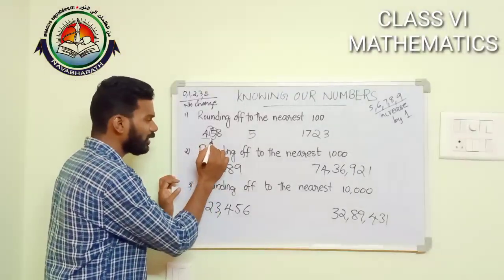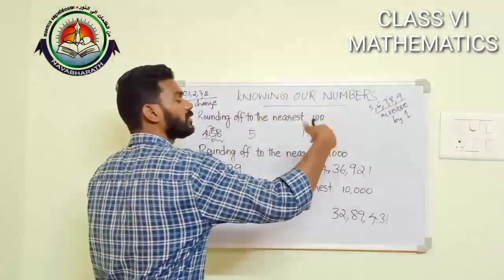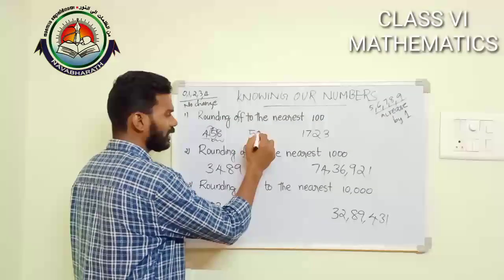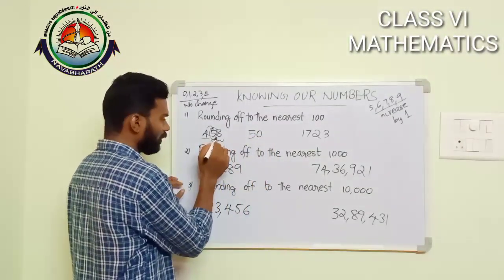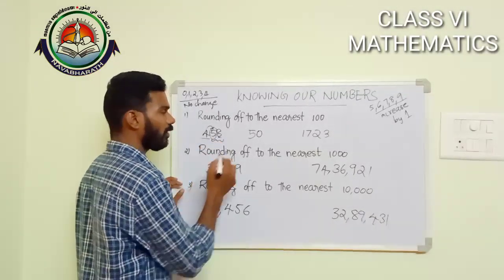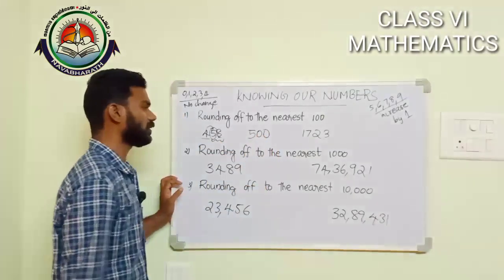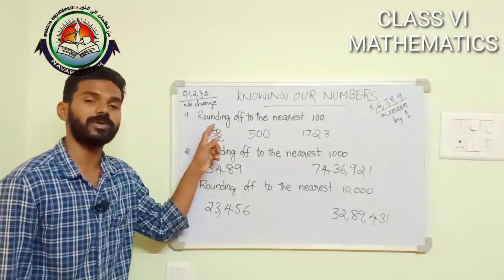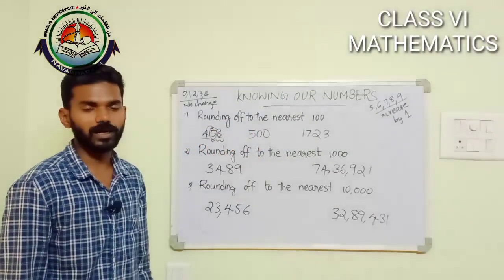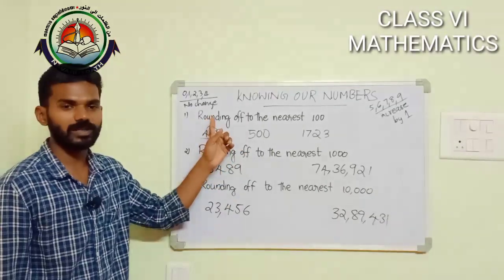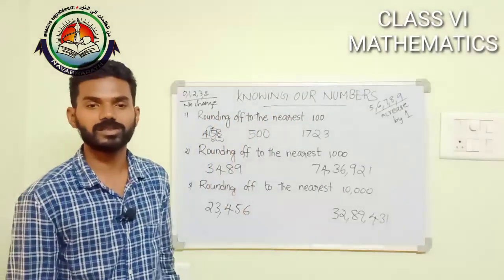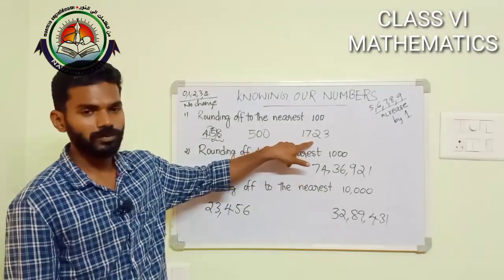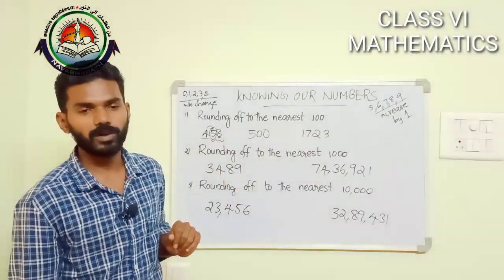Then all the remaining digits on the right must be replaced with 0. So this would be 0. And for this 8 also we have to write 0. So this 458 can be rounded off to 500, if we are considering rounding off to the nearest 100. Clear?